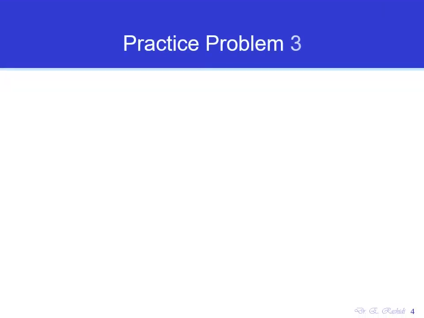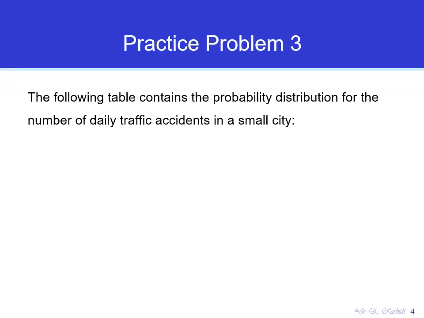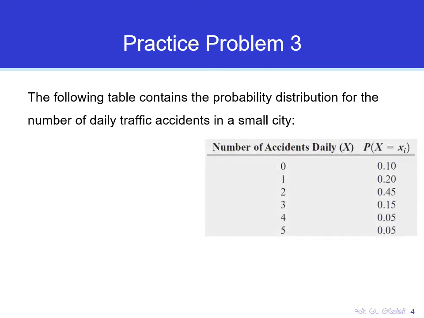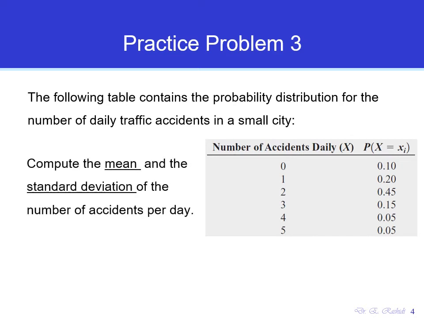All right. Next practice problem. The following table contains the probability distribution for the number of daily traffic accidents in a small city. We have the number of daily accidents in the first column, and in the second column we have the probability of that. For example, the probability of getting no accidents is 10%, the probability of getting one accident is 20%, and the probability of getting two accidents is 45%, and so on. Given this data, we want to compute the mean and the standard deviation of the number of accidents per day.